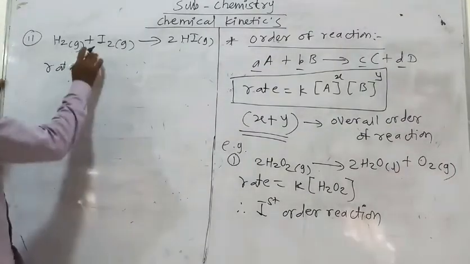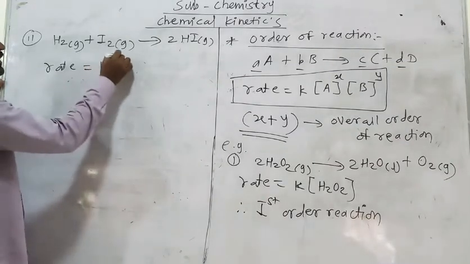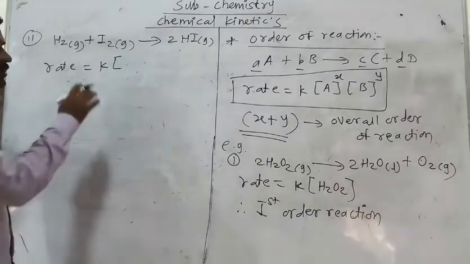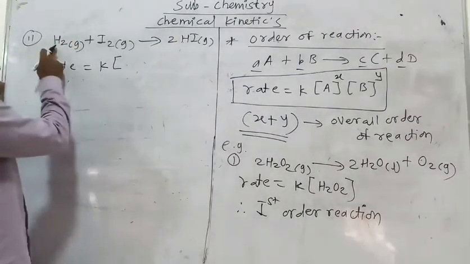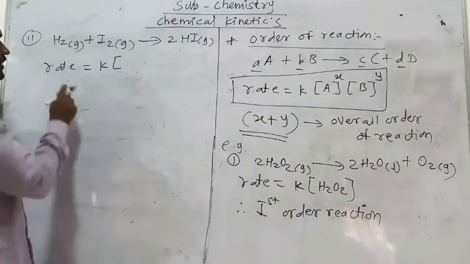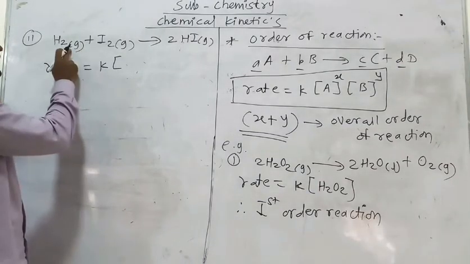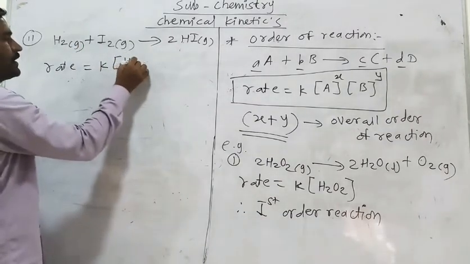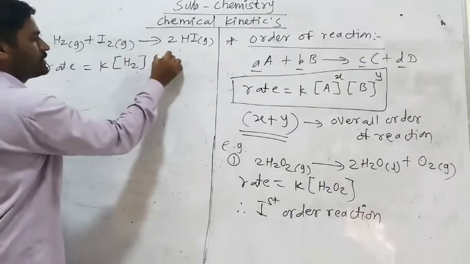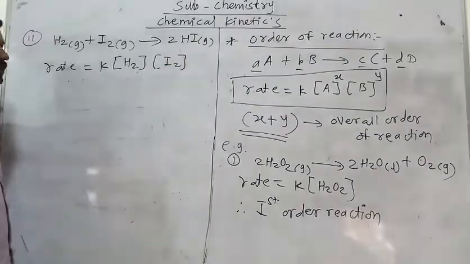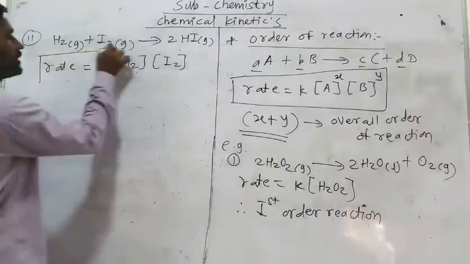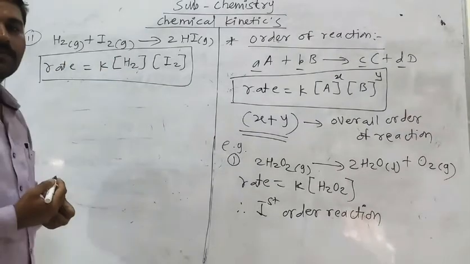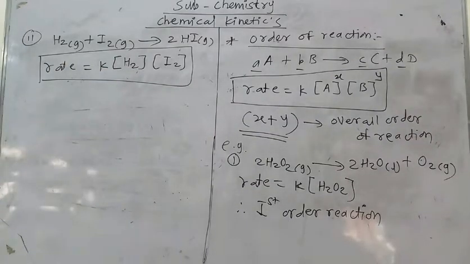Then the rate equation for the given reaction becomes rate is equal to K into concentration of, we know that the rate depends on the concentration of the reactant molecules. So here there are two reactant molecules. Therefore the rate of reaction depends on the hydrogen molecule H2 and on I2. So the rate equation becomes rate is equal to K, the proportionality constant, into concentration of H2 into concentration of I2.